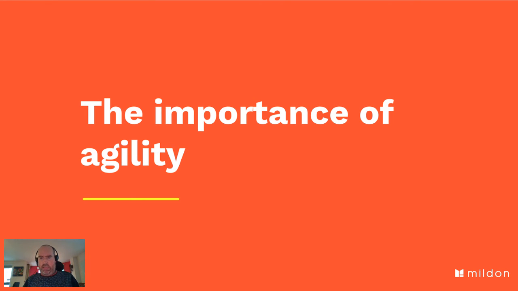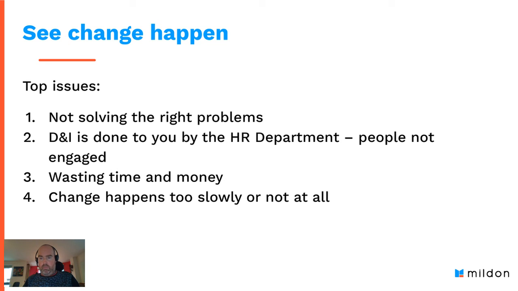So I just wanted to end on really the importance of being agile when it comes to implementing diversity and inclusion. Organizations don't really take an agile approach. So I guess some of the issues of not being particularly agile is that organizations end up not solving the right problems. They start implementing stuff, but they're not really getting to the root cause of the problem, so they're not really tackling the right issues.